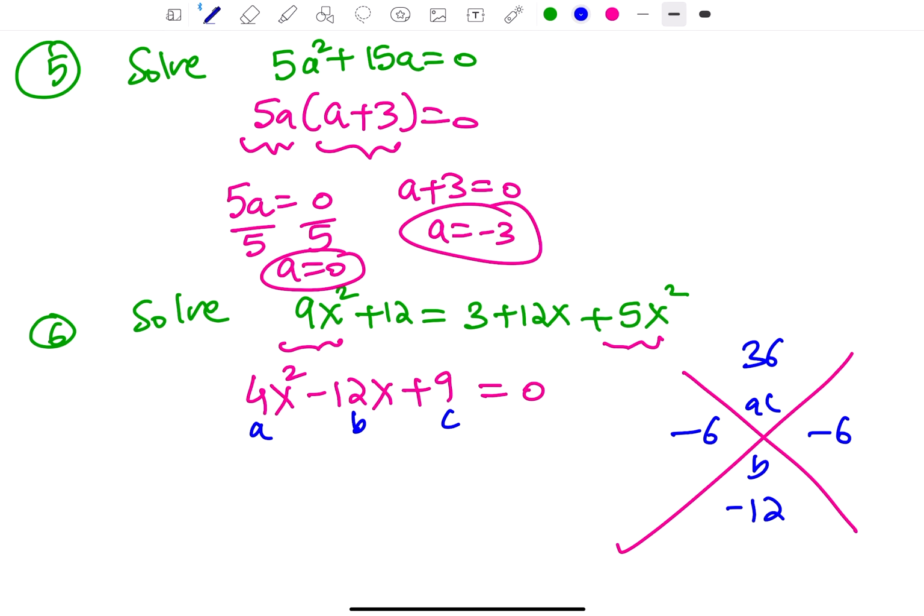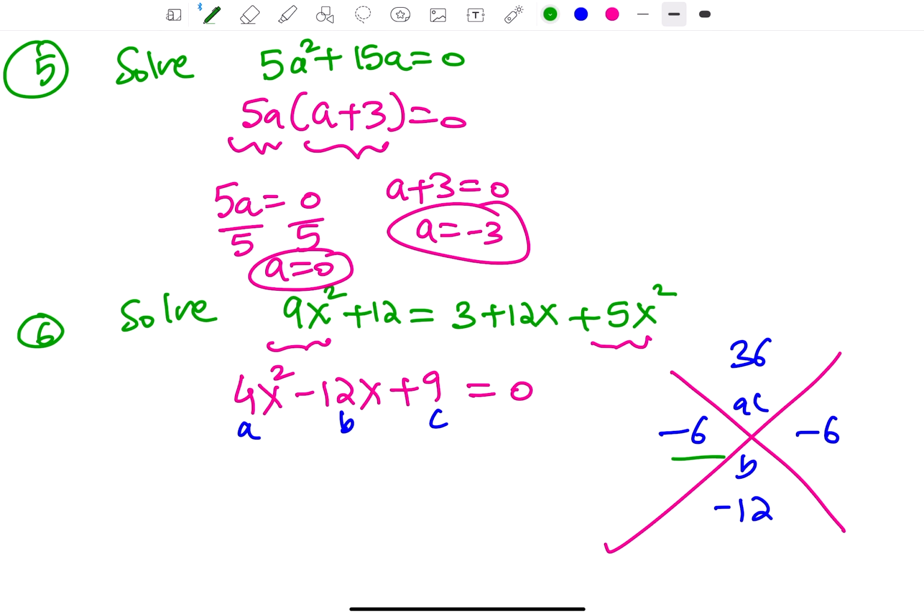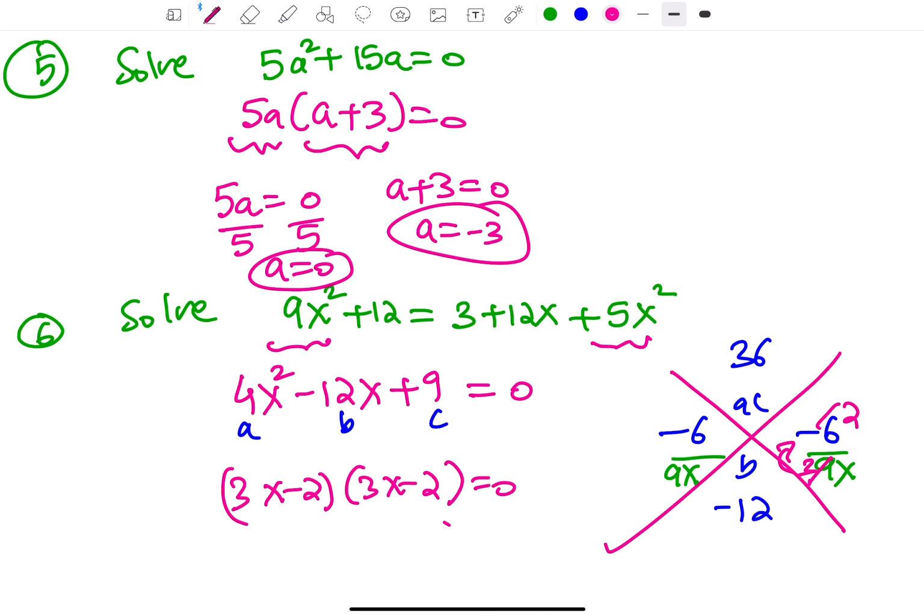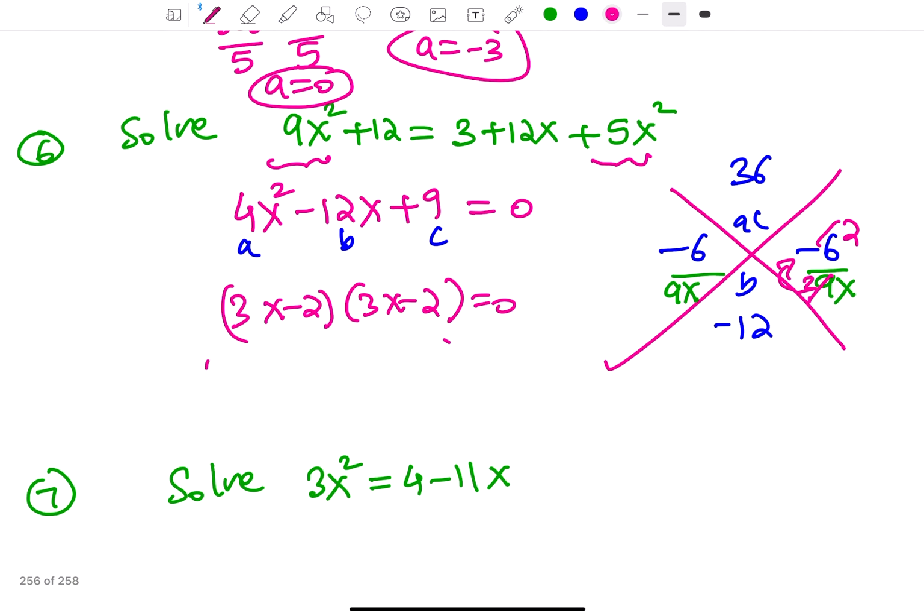Because my first number is 9x here, I'm going to be dividing both of these by 9x and 9x. We can simplify them each, and the bottoms up method gives me 3x minus 2, 3x minus 2 equal to 0. So both the factors are the same. When I use the zero product property, we get x equals 2/3.